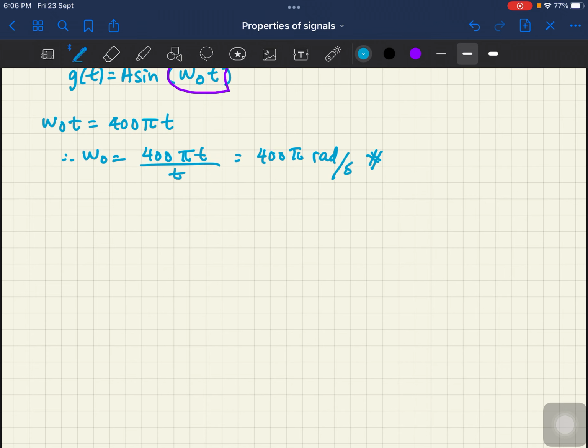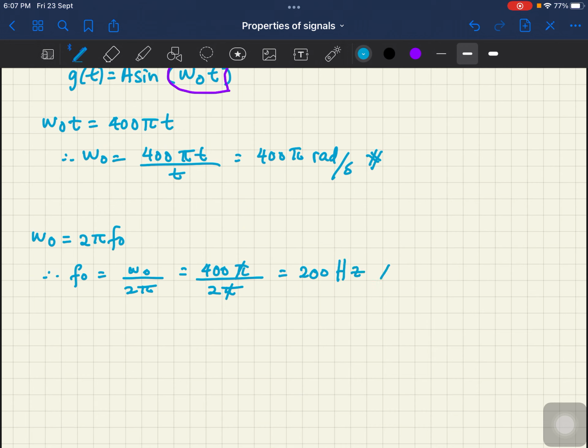If I do that, then I will have omega naught equals 2 pi F naught. Therefore F naught is equal to omega naught over 2 pi. In this case, omega naught is 400 pi divided by 2 pi. So the pi cancels out, and we get 200. Don't forget to write the unit, it's in hertz.